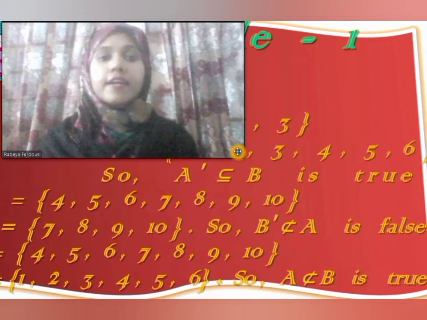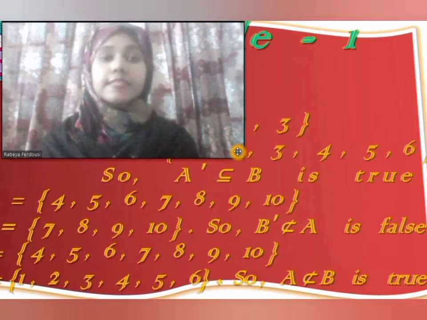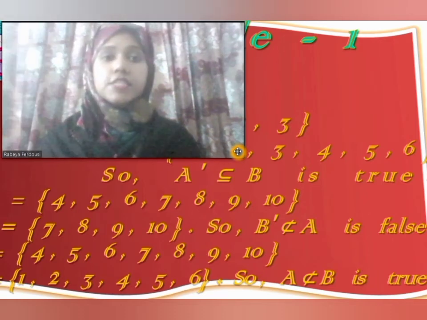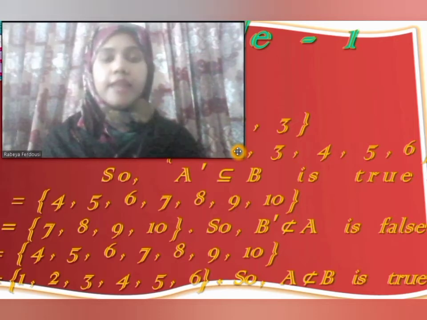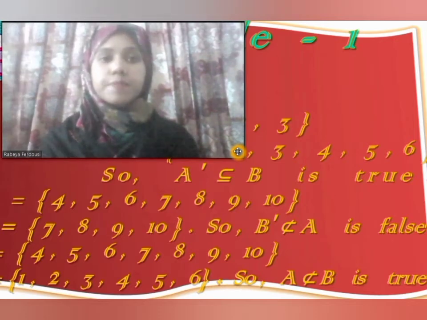Again, there are 3 elements present in set B which are not present in set A. So we can say set A is not a subset of set B. So this is a true statement that A is not a subset of set B.